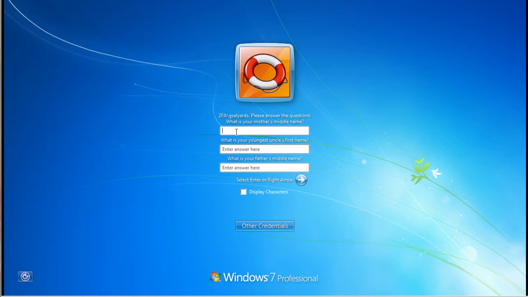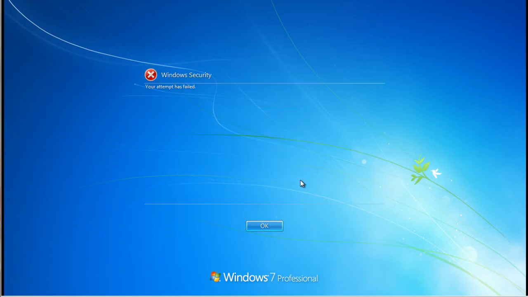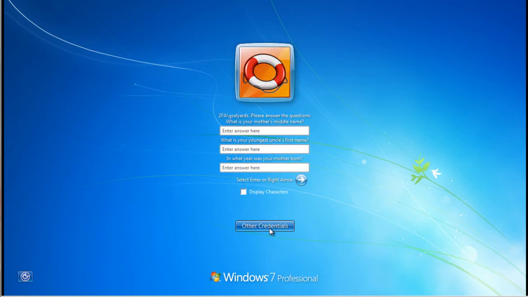In this case, I'm being challenged with 3. If I, for some reason, didn't know these 3, I would have 3 attempts to answer the questions, and then I'd be locked out. I'm going to go ahead and answer my questions.